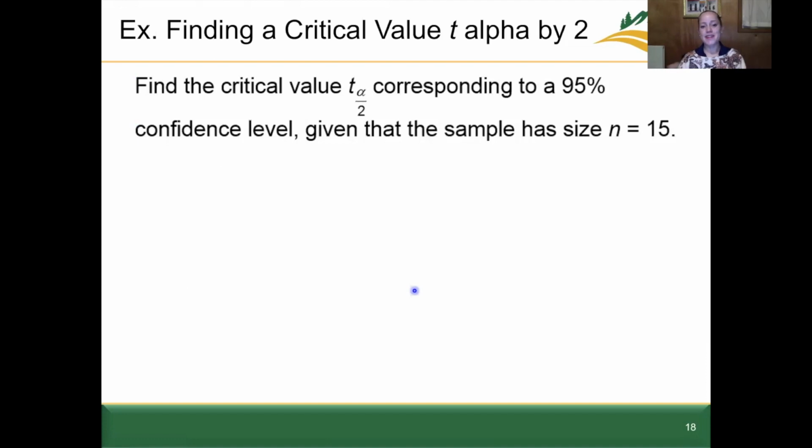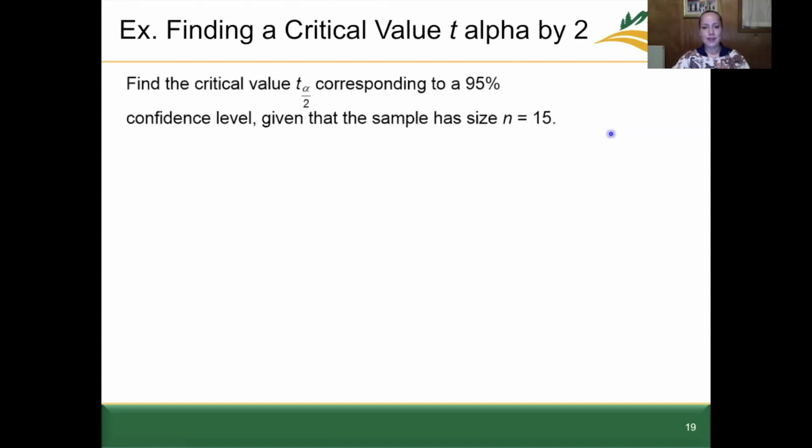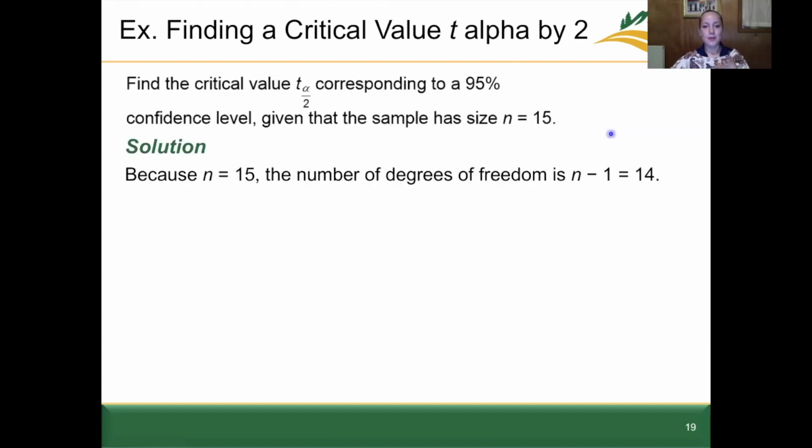Okay, with that background and with those procedural steps, let's try this example of finding a critical value t alpha over 2, which corresponds to a 95% confidence level, given that the sample size has n equal to 15. Let's start working through the solution now. So one thing we can do first is to know that n is equal to 15, our sample size is equal to 15. To find the degrees of freedom, we take n minus 1, or 15 minus 1, that's equal to 14.